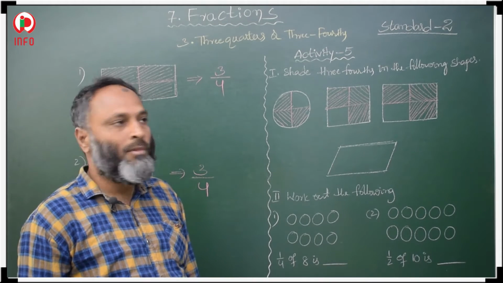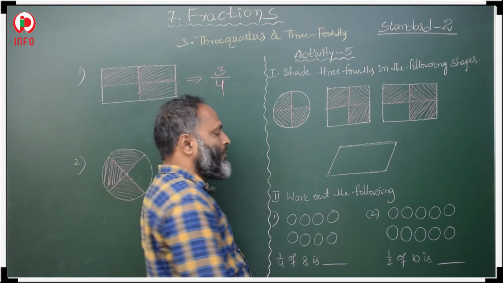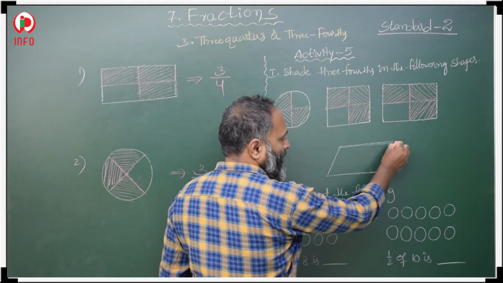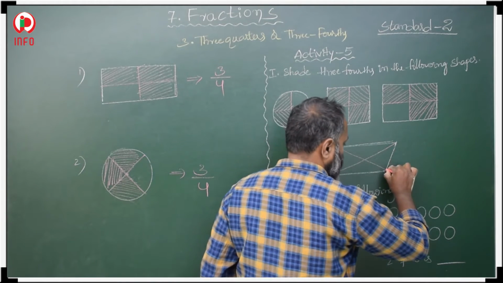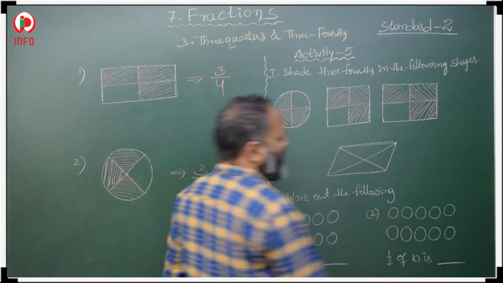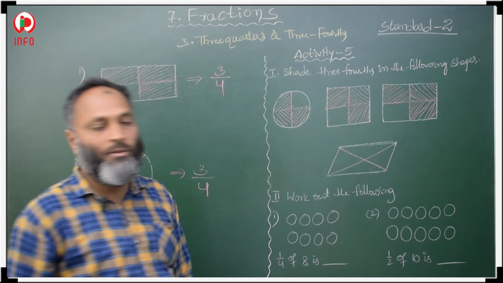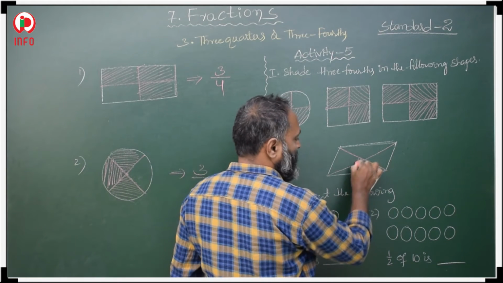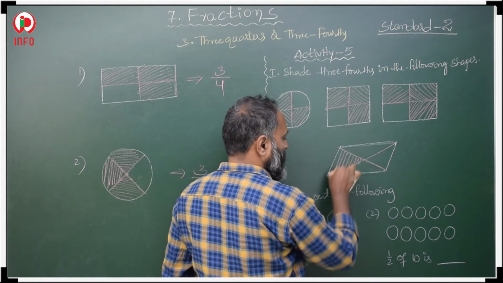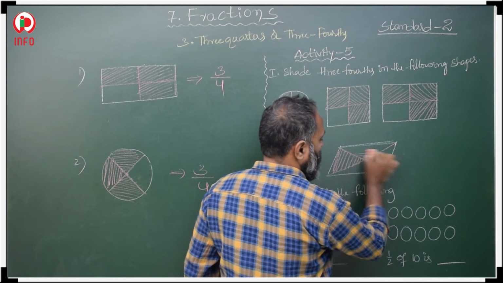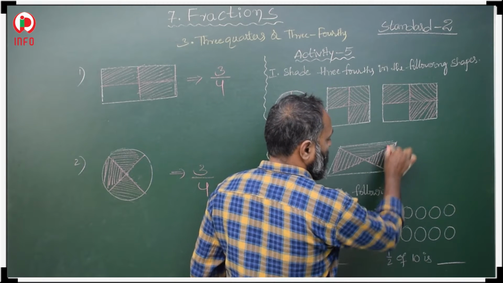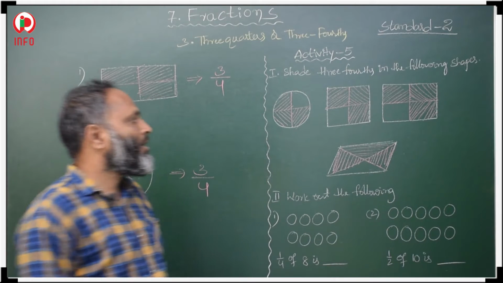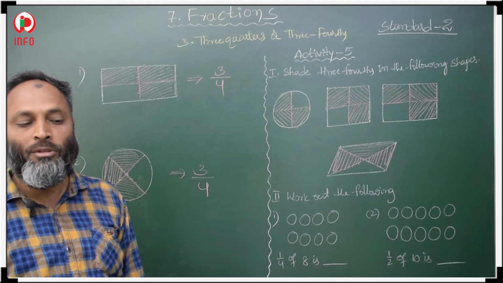Okay. Now in this parallelogram, for 3 quarters, first you draw one diagonal, and this is the other diagonal. Then 3 quarters we have to shade. This is the first quarter, this is the second quarter, this is the third quarter. 3 quarters, 3 by 4.